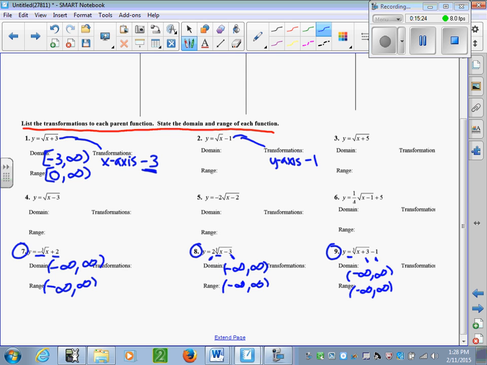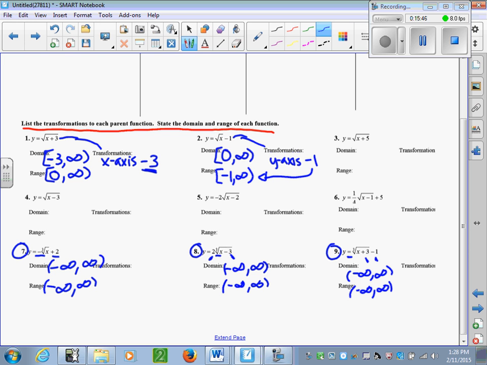My domain won't change. I don't have an x-axis shift in number 2, so my domain will be what the parent function is, which is 0 to infinity. And my range will change based on my transformation. So my range will be -1 to infinity. Okay.